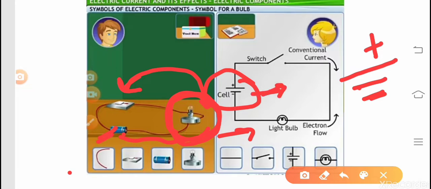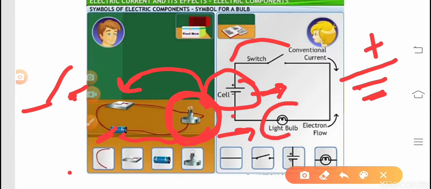Then it is combined with the switch. So the switch, yesterday you have done the switch on and off position also. How to draw it? Here it is combined with the switch. Then down here the cell is combined with the bulb. You already know how to draw the symbol of the bulb. And then all these are connected with the wire. So this type of circuit is called an open circuit or incomplete circuit. When the switch is in off position, meaning the switch is not switched on, the bulb will not glow.